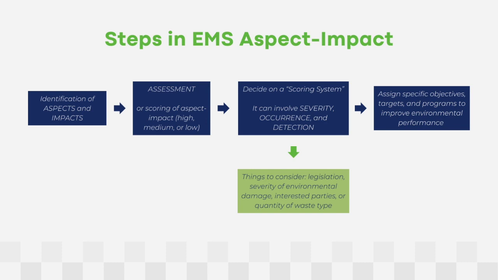Once a score of an aspect impact has been identified, an organization can develop a solution and assign specific objectives, targets, and programs to improve environmental performance.